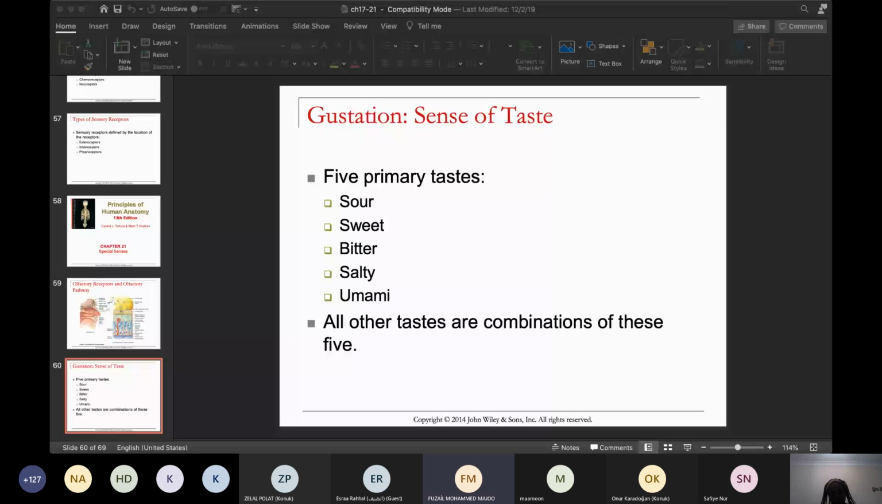Okay. How about Wigdan? Yes, I'm here, teacher. Wigdan, do you know what umami is? Maybe, I don't know actually. Okay, no problem. So umami is actually savory. It's a savory type of taste. So anyway, this is for taste.